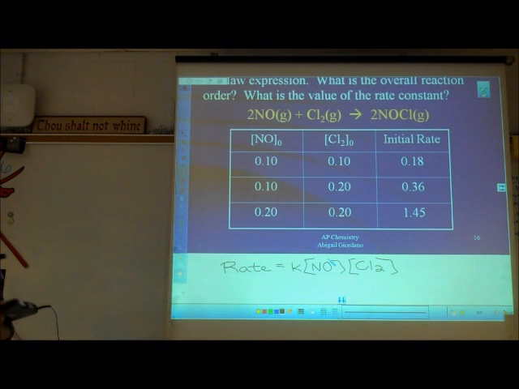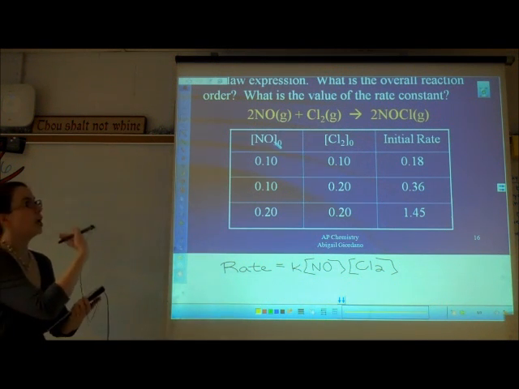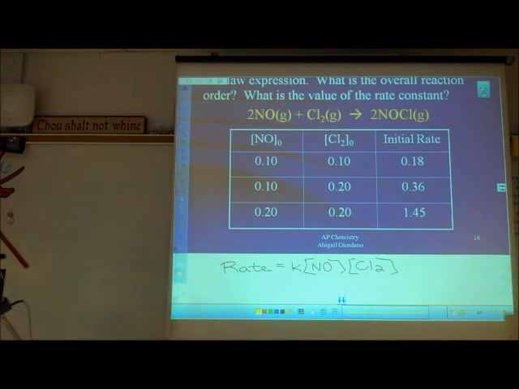Let's just start with the first one, nitrogen monoxide. And remember, what you're looking for in this chart: you want to ask yourself, which two lines can I compare where the one I am concerned with, nitrogen monoxide's molarity, changes, but the other reactant remains constant? Which two lines? Okay, 2 and 3, sounds good.